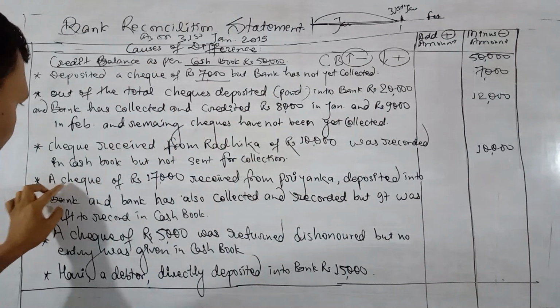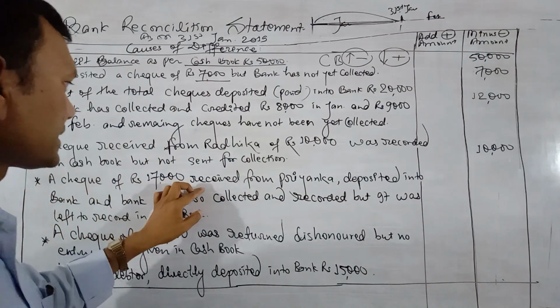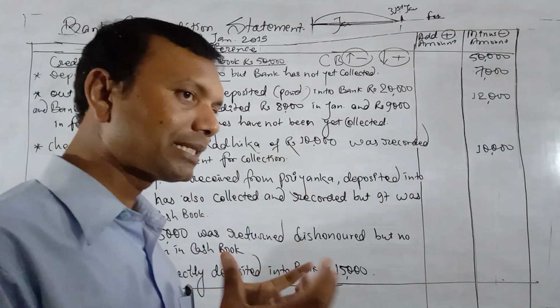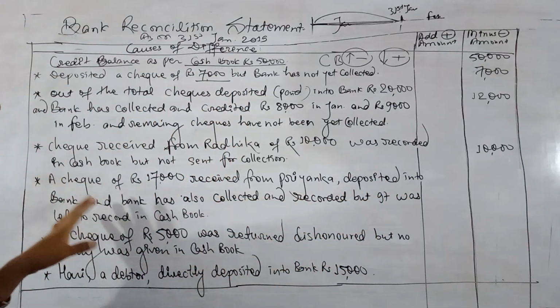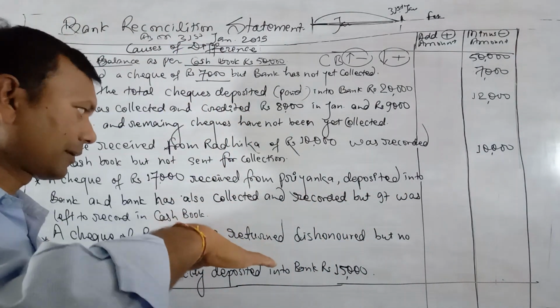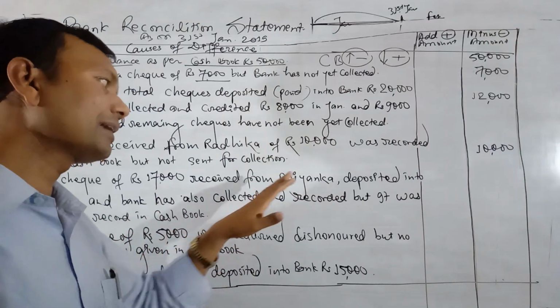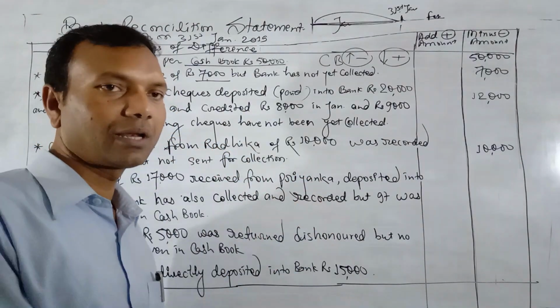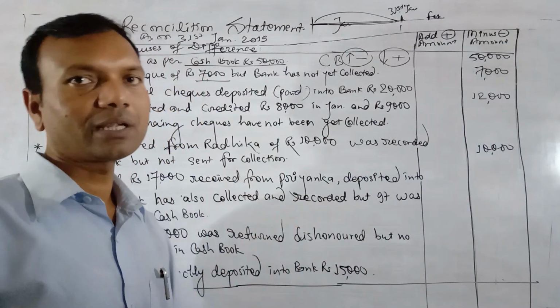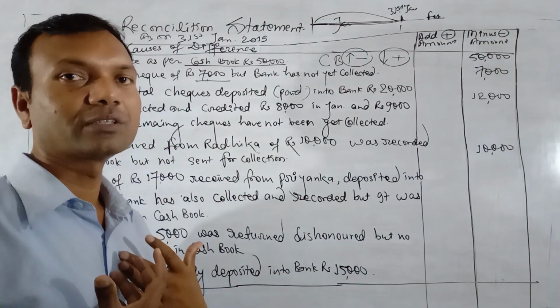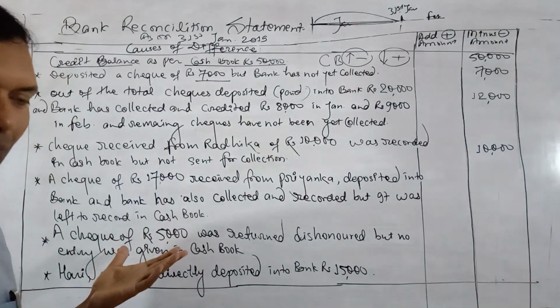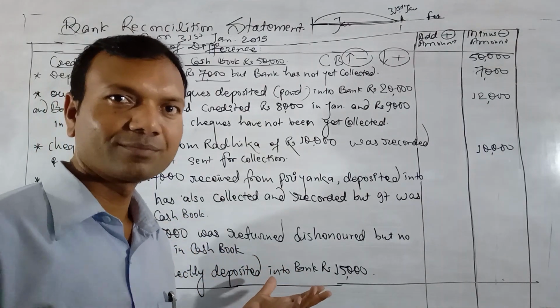Next one, a check of rupees 17,000 received from Priyanka. We have received a check from Priyanka and deposited it into the bank. The bank has collected and recorded it. But we have still not made any record in the cash book. What a coincidence. Think here.